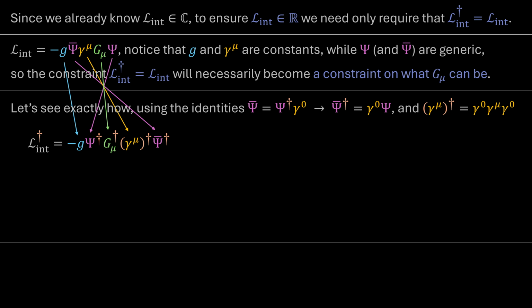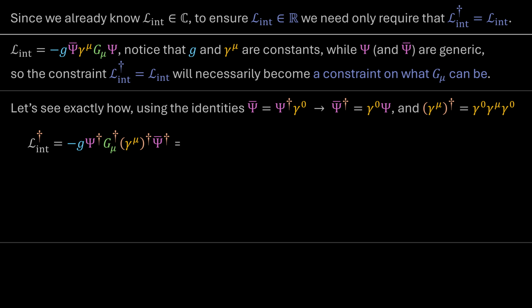Now here, I will point out that because G mu and gamma mu commute, because they act on different indices, the gamma matrices act on the spin indices, G mu acts on the color indices, the order in which we multiply those two things actually doesn't matter. So the green and the yellow terms here, we could have written them gamma mu dagger, G mu dagger. Either way is totally fine.